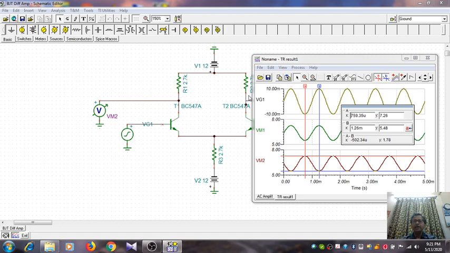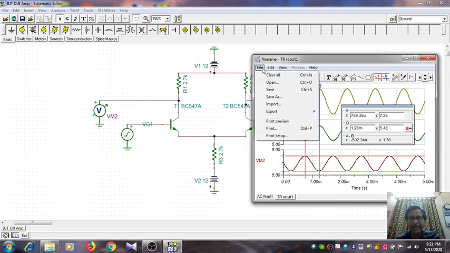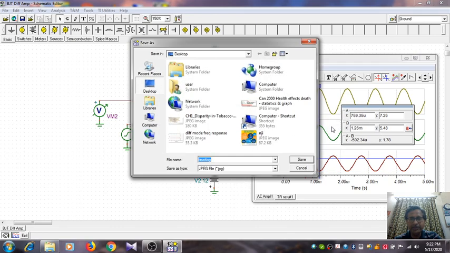Now we need to save this curve. So what we can do, again go to the file menu, save as, no, we have to export it to JPEG format so that we can view it properly, and give a name, say differential mode frequency response. Okay, so frequency response, and let us save it in the desktop.